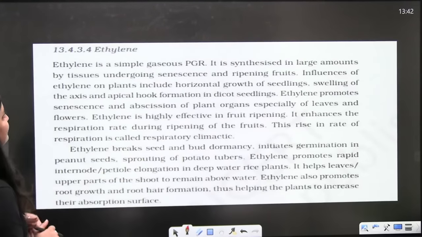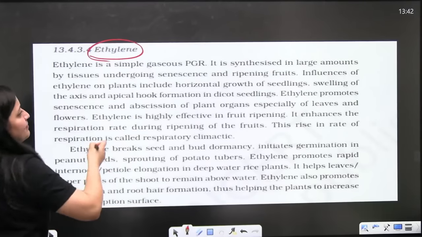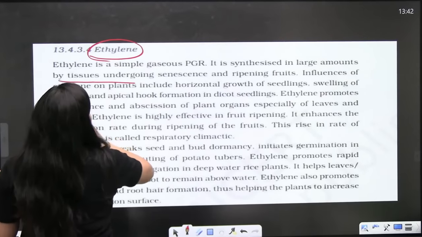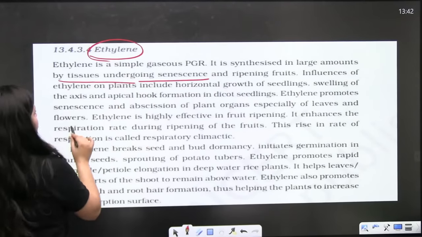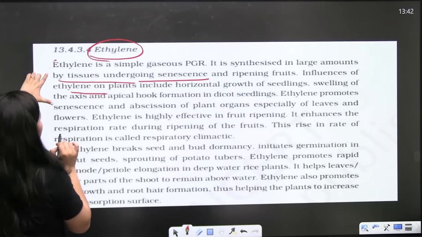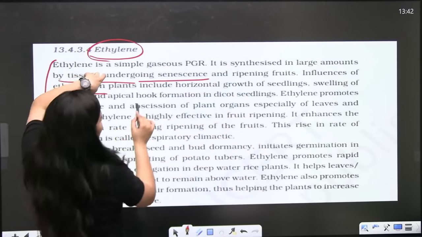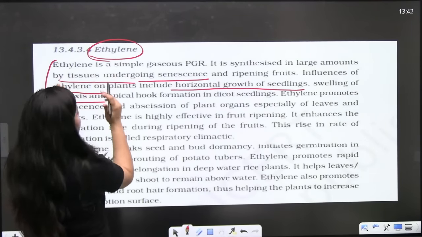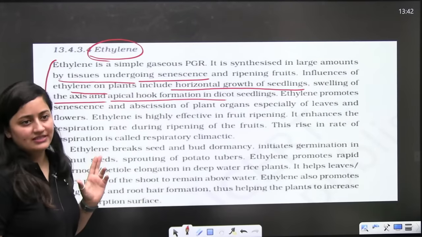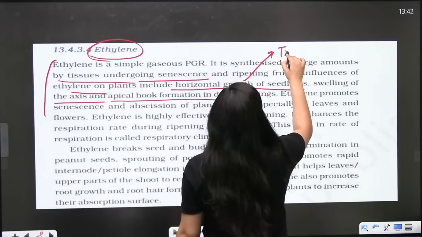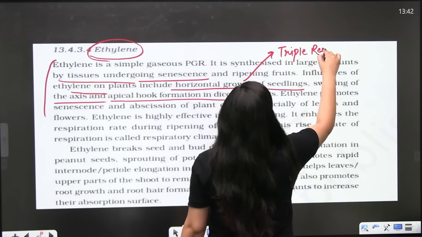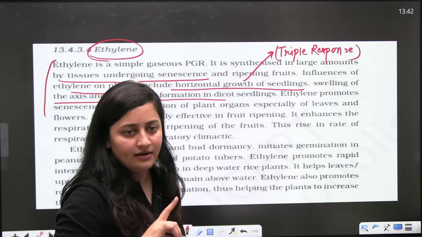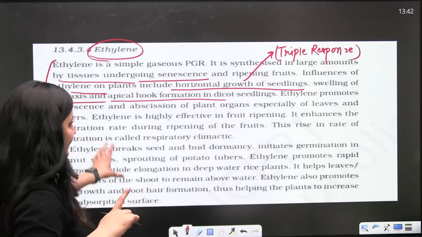Next is ethylene, which is a gas used for fruit ripening. Very important it is. It is synthesized in large amounts by tissues undergoing senescence and ripening fruits. As I said, the triple response is the bioassay of ethylene. What will happen there? Horizontal growth of the seedling, swelling of the stem axis, it will become thick, and apical hook formation in the dicot seedling. This is important. This is known as the triple response. The triple response is shown by ethylene. This is what you need to remember.